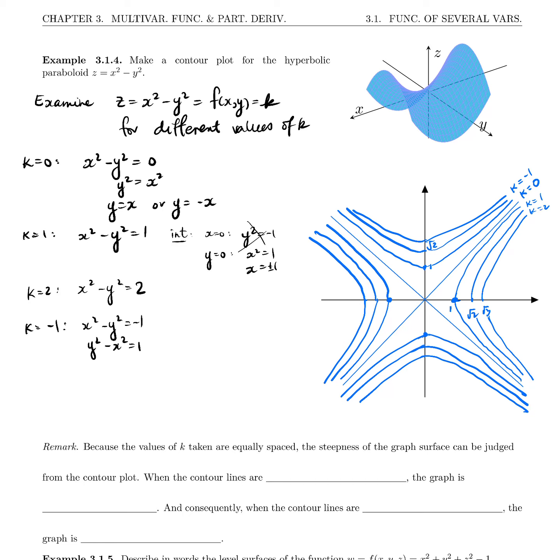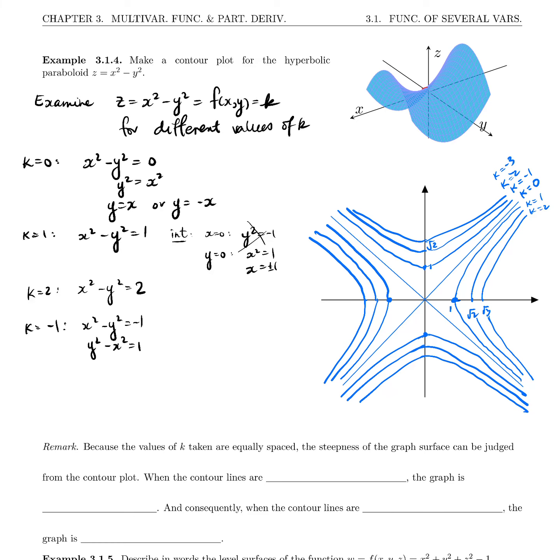I forgot one, didn't I? This is k is equal to 2, and k is equal to -2 and -3, I plotted. So that's all the question asks us to do, but we can actually see a little bit more.